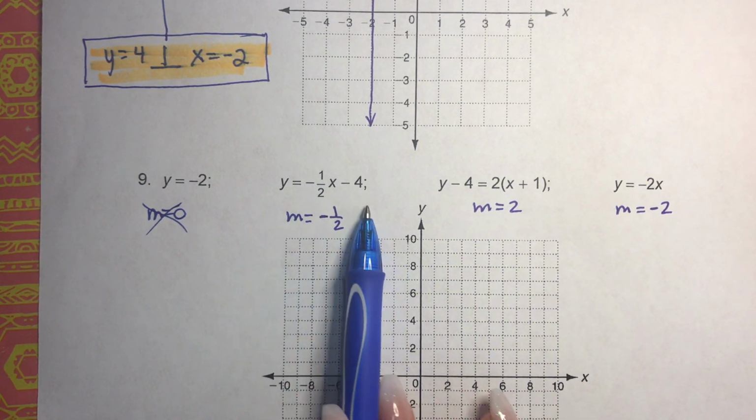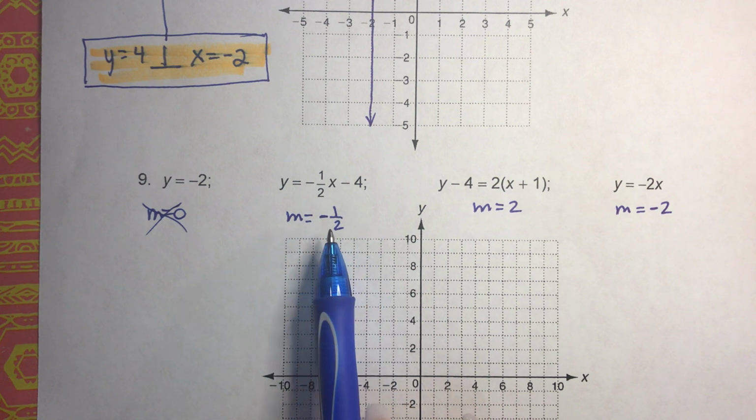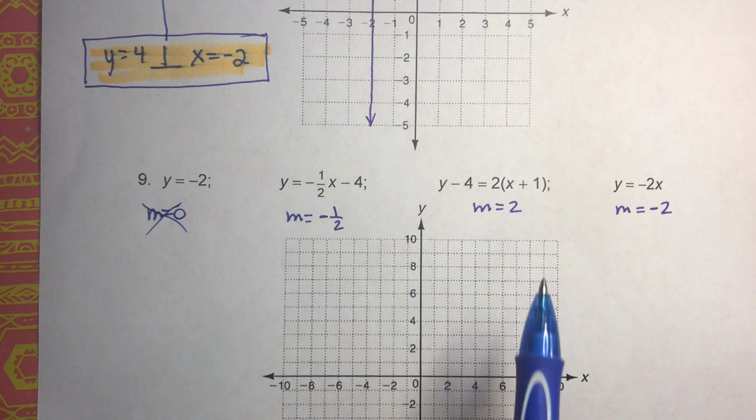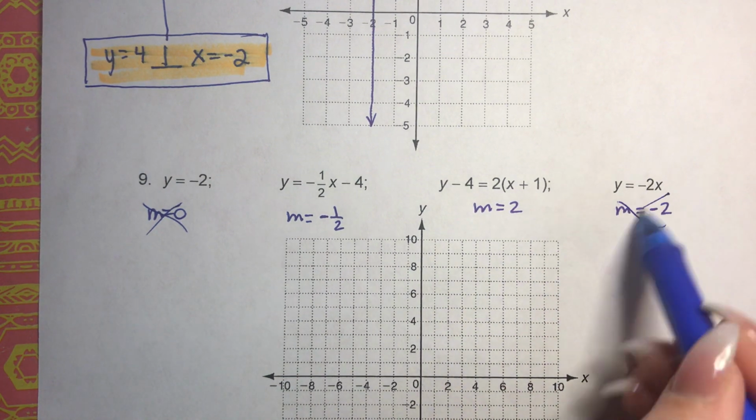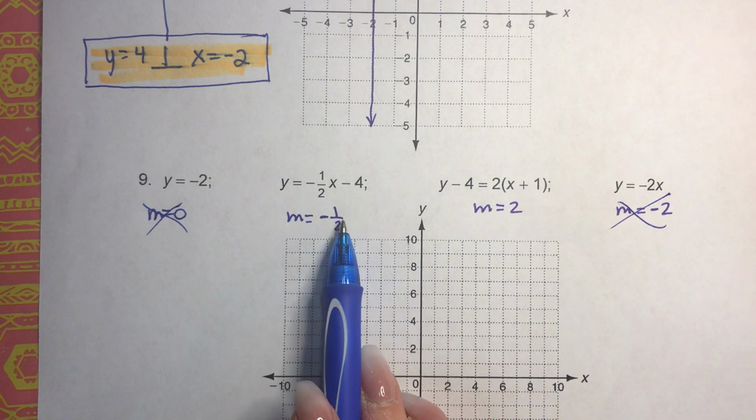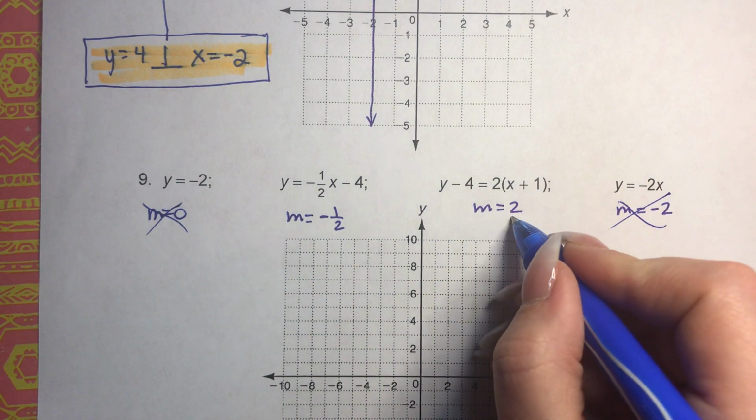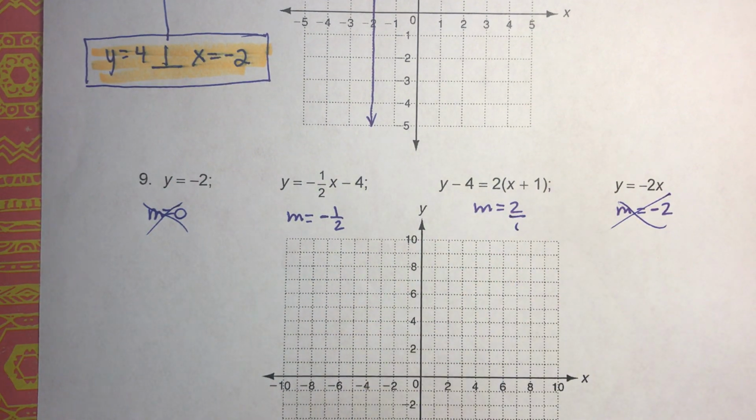So this negative 1/2 is the only one that's kind of a fraction. So we know we're going to be using this one. If this is negative, we need one that's positive, which means this one is out. And yeah, the reciprocal of 1/2 would be 2/1, which this one is. So perfect. These two are perpendicular.